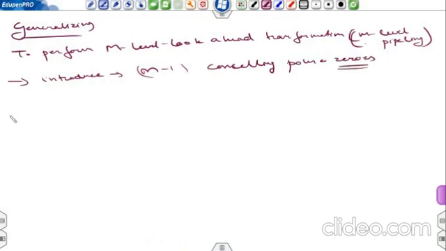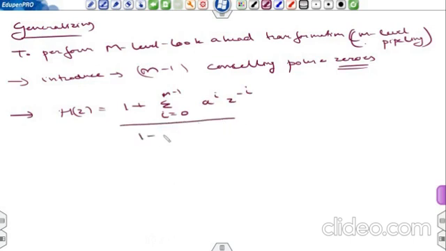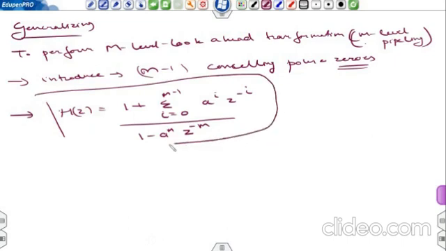Okay, and the equation H(z) will be denoted by summation i equal to 0 to m minus 1 of a to the i z to the minus i, divided by 1 minus a to the m z to the minus m. So this will be the transfer function.